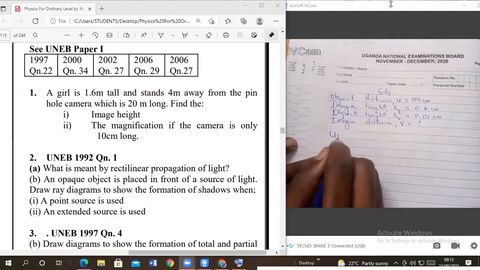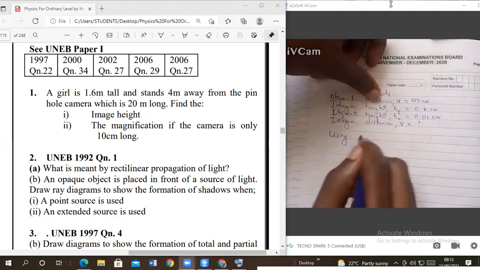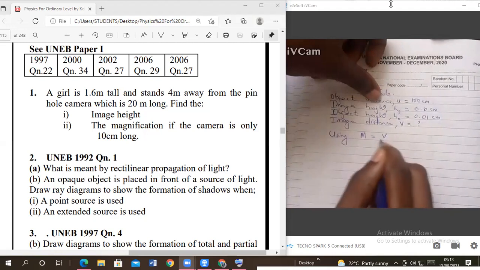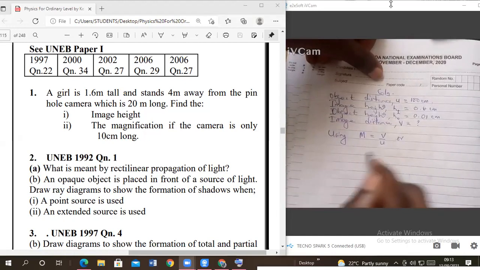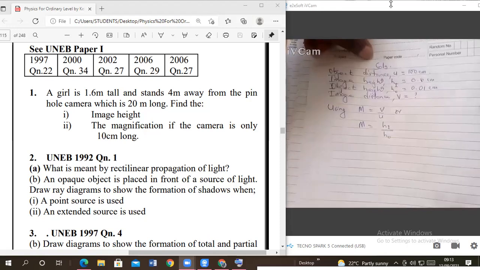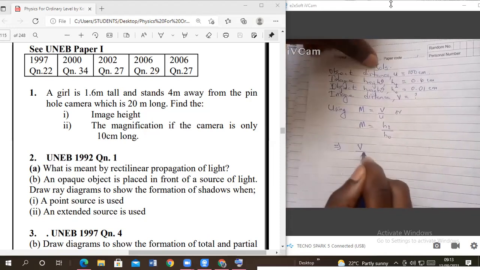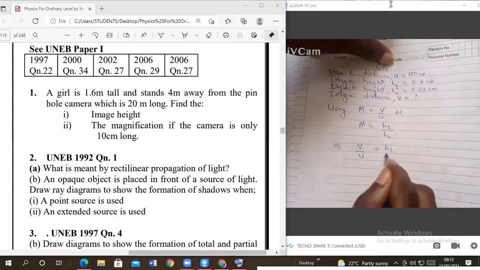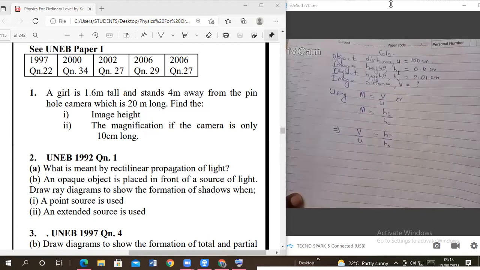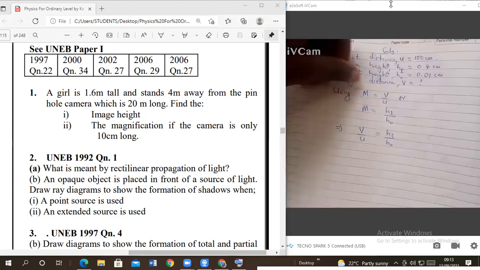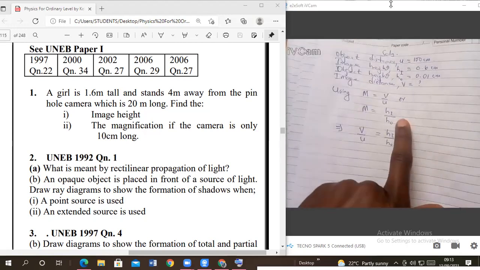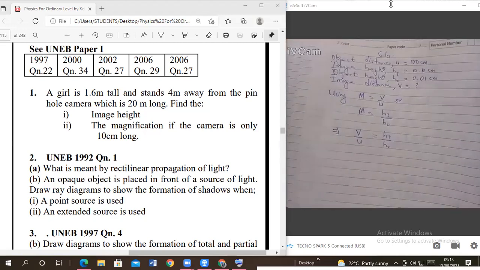So using magnification equals V over U, or we know that magnification M is also equal to HI over H naught. Which means we shall have V over U equals HI over H naught. Someone can first get magnification separately, then use this formula, but it's easier when you combine all of them like that, okay?